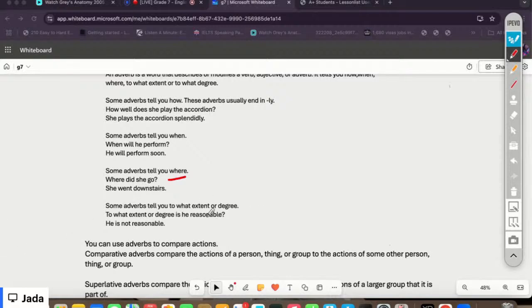And some adverbs tell you to what extent or to what degree. To what extent or degree is he reasonable? And you can say he is not reasonable. So like how reasonable is he? To what extent is he very reasonable or not? Okay.